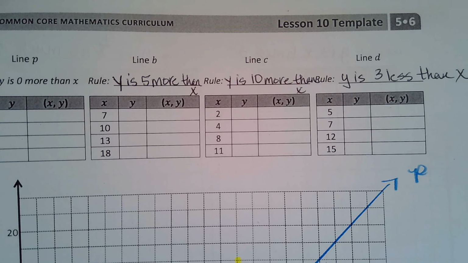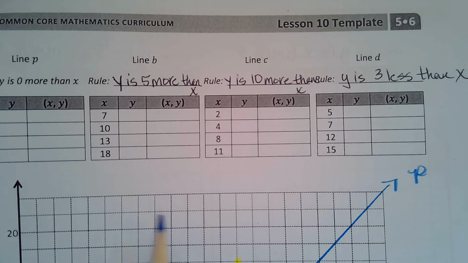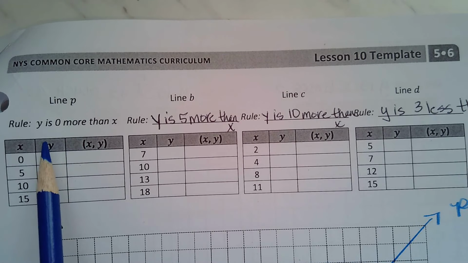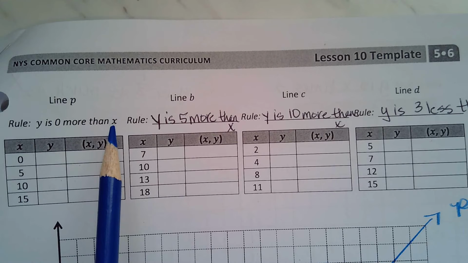This is Module 6, Lesson 10, Concept Development. We are going to start out by looking at our rule, y is 0 more than x.